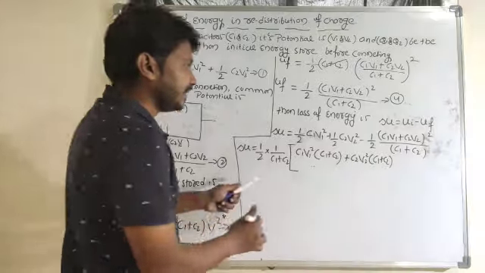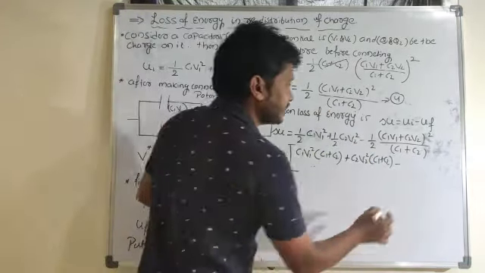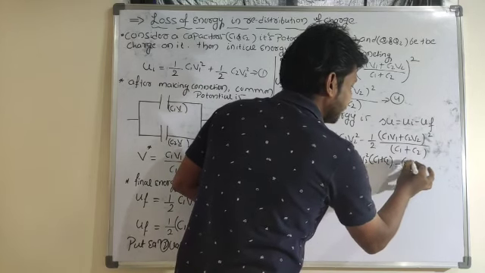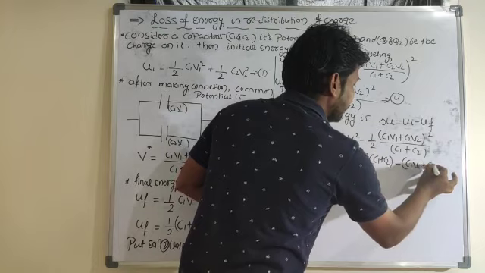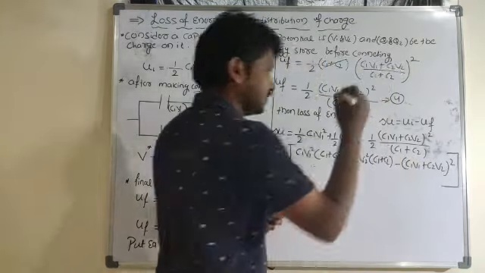So hope you are understanding here. Minus of 1 by 2 (C1 plus C2). Already I took it as a common here. So let me write it here: (C1 V1 plus C2 V2) whole square. So hope you are understanding here.